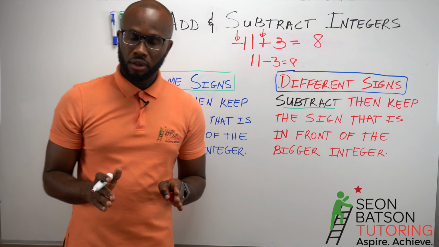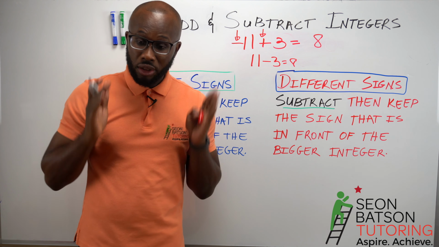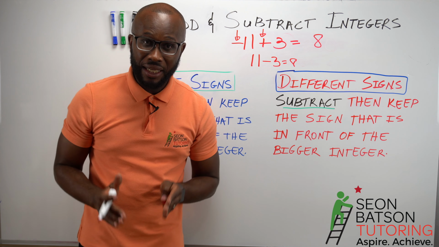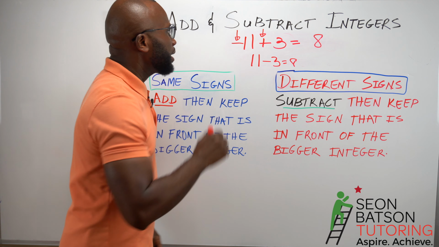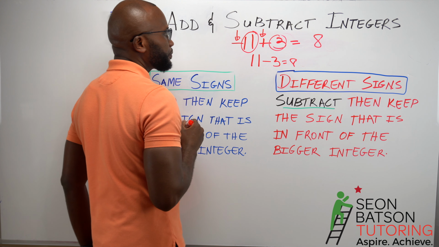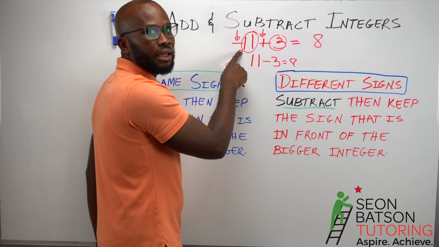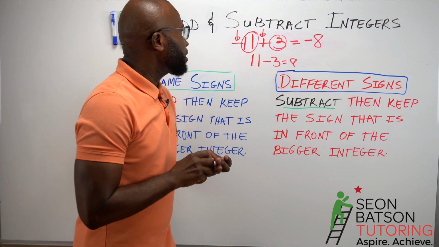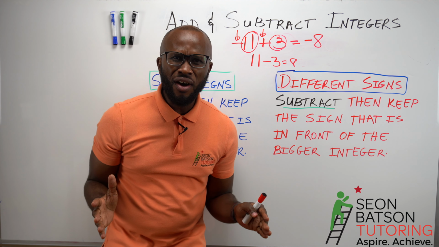But very important, we cannot forget the last part of this rule. After adding or subtracting, we must at all times keep the sign that is in front of the bigger integer. In this example, the bigger integer is 11 because 11 is bigger than 3. And the sign that's in front of the 11 is negative. Therefore, we must keep the negative sign in our answer. So negative 11 plus 3 gives us negative 8. Get the concept so far?